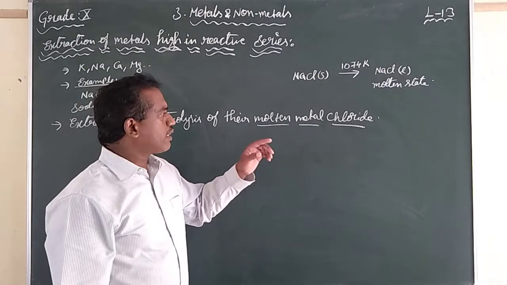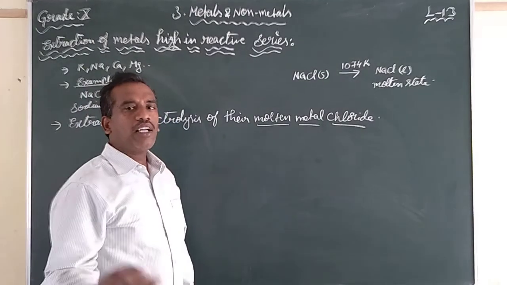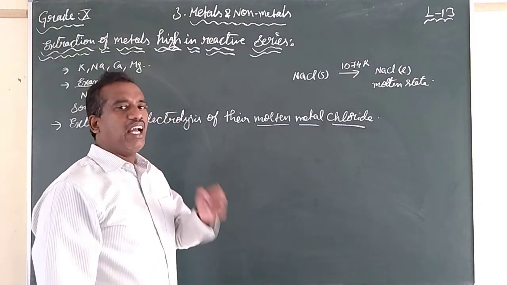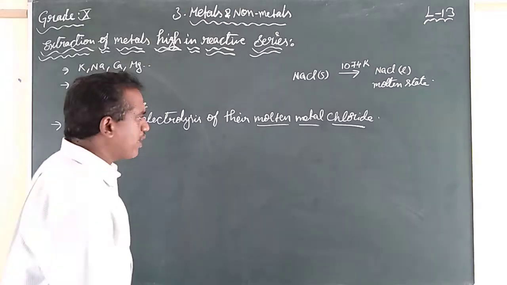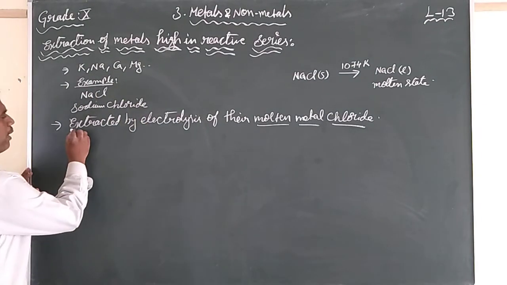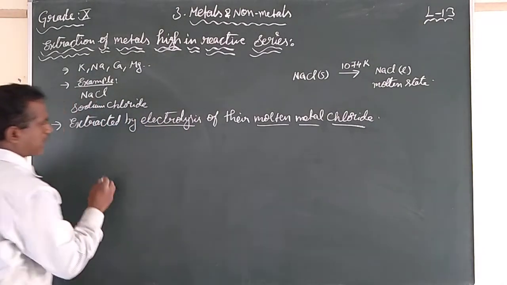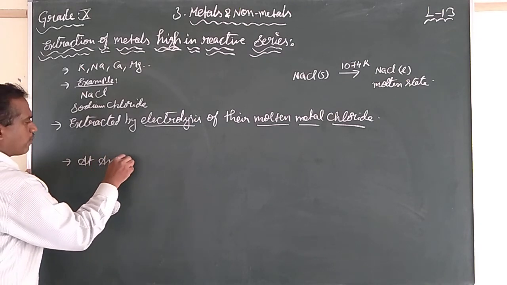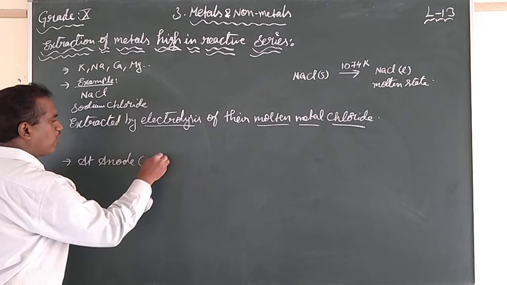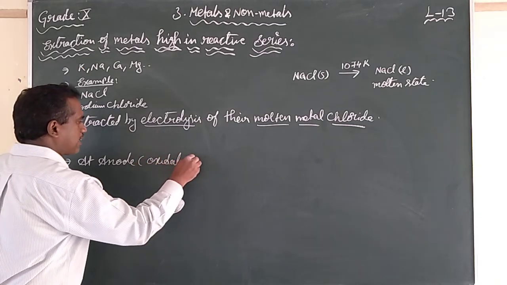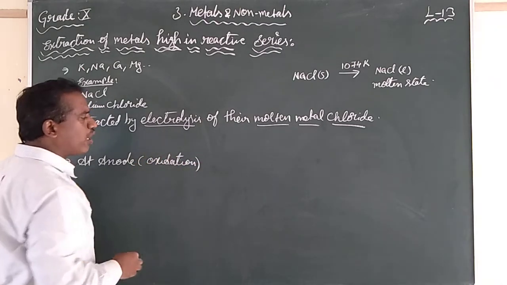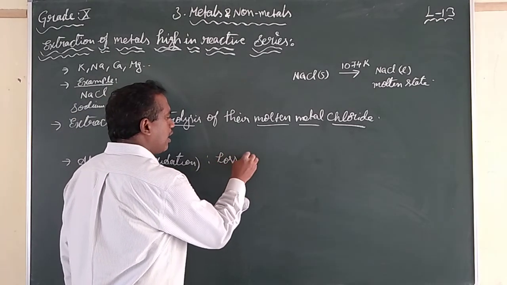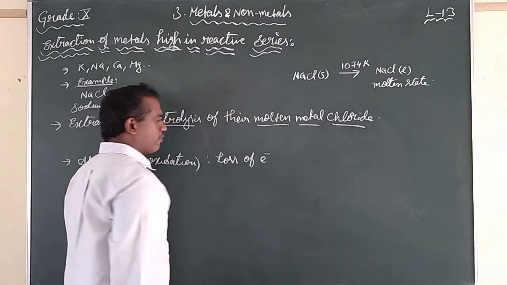Such molten metal chloride is subjected to electrolysis. There is no diagram here, just equations. On electrolysis there are two major points. At anode, remember children, oxidation takes place. What takes place at anode? Oxidation. What is meant by oxidation? Loss of electron.